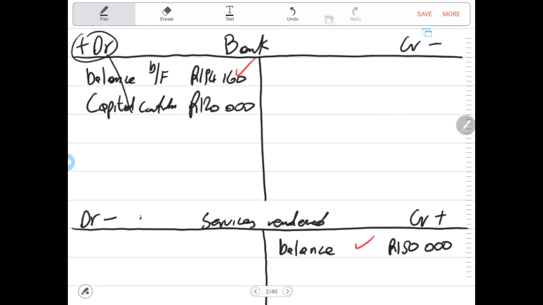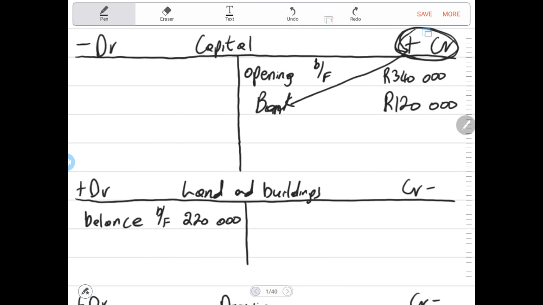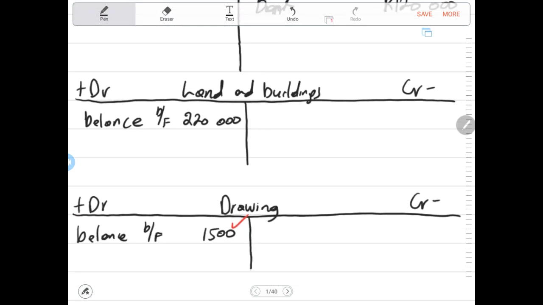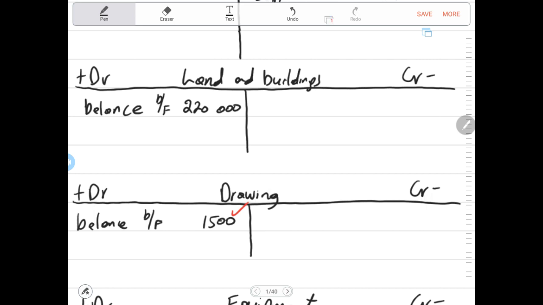We have capital as a description. The amount is the same. It is 120,000 rands. So we would have recorded this one correctly. For every debit entry, there is a credit entry. Then we go to the next transaction.